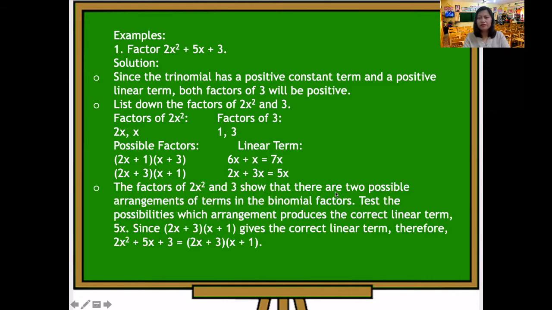Now, the factors of 2x squared and 3 show that there are two possible arrangements of terms in the binomial factors. Test the possibilities, which arrangement produces the correct linear term 5x. And since 2x plus 3 and x plus 1 gives the correct linear term, 2x squared plus 5x plus 3 is equal to (2x plus 3)(x plus 1).